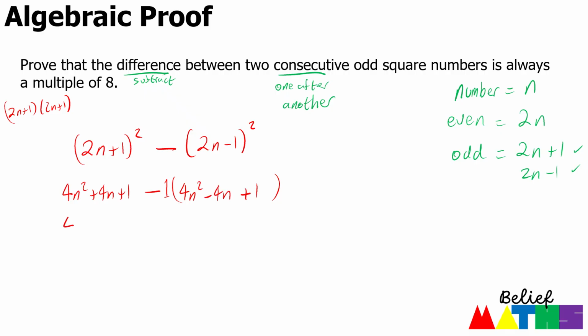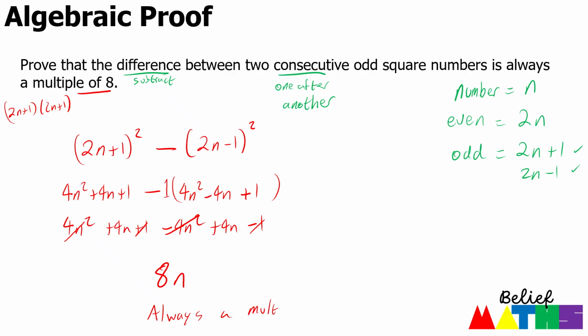When you expand your negative 1 in, then you get 4n squared plus 4n plus 1 minus 4n squared plus 4n minus 1. And then when you collect like terms, the 4n squared minus the 4n squared cancel each other out. The 1 minus 1 cancel out, and we just end with 4n plus 4n is 8n. And we wanted to prove it's always a multiple of 8. So 8n just means 8 times something. So that's our answer proven. So we can just say always a multiple of 8.